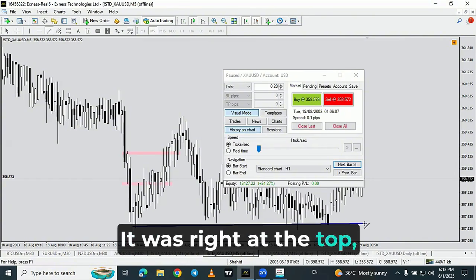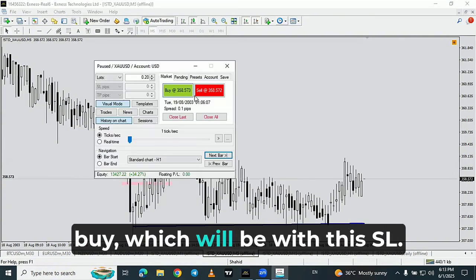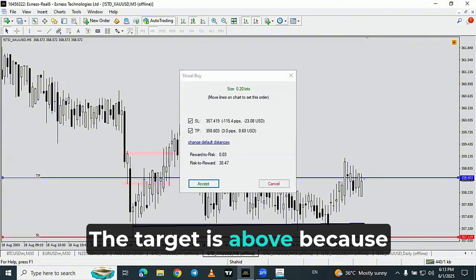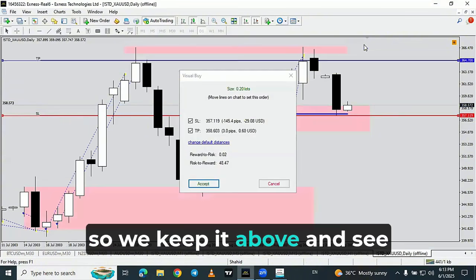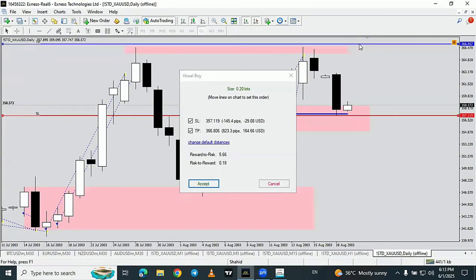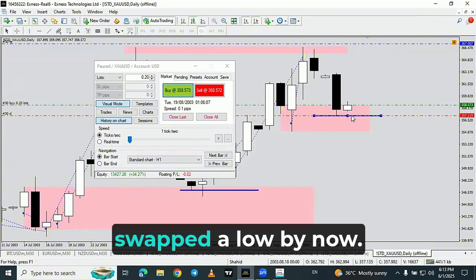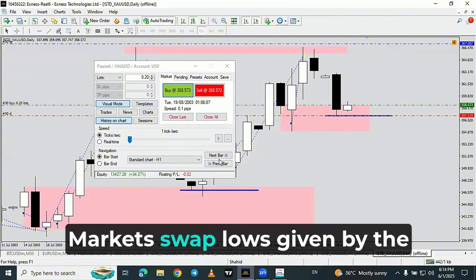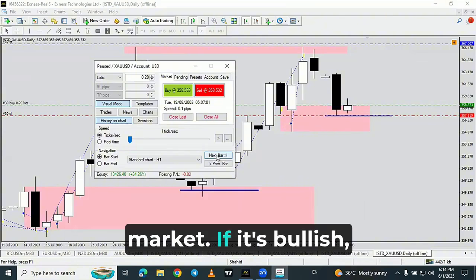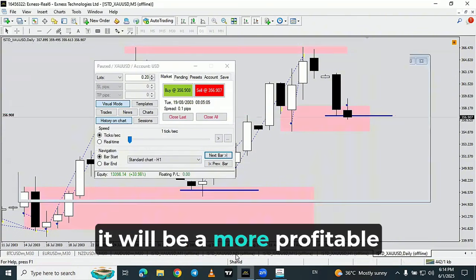It was right at the top, so we take a risk here for a buy, which will be with this SL. The target is above because it's played out, so we keep it above and see what the market does. Because it should have swapped a low by now. If it's bullish, it will be a more profitable trade for us.